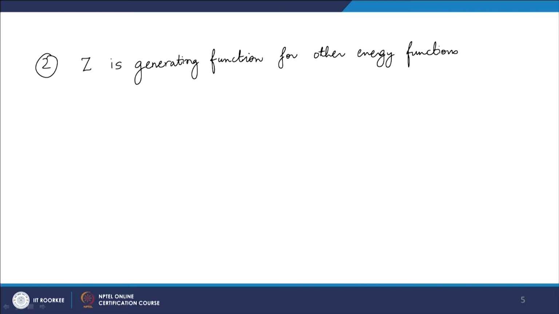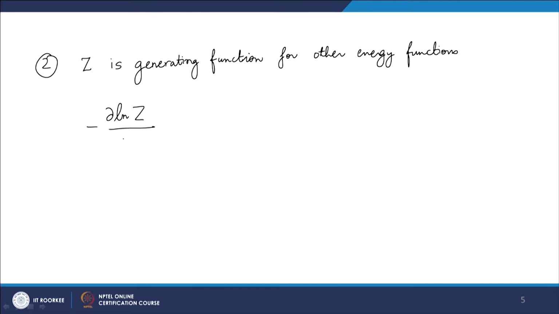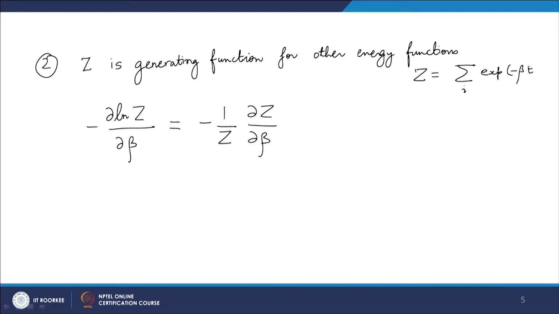Another use of the partition function is as a generating function for other energy functions. For instance, all that means is, if I know Z, I can get to know all the other energy functions that I need in thermodynamics. So, for example, if I do something like minus dou of ln Z by dou beta, what I should have is minus 1 by Z dou Z by dou beta, and Z, as we have defined earlier, is the sum of exponential of minus beta E I.